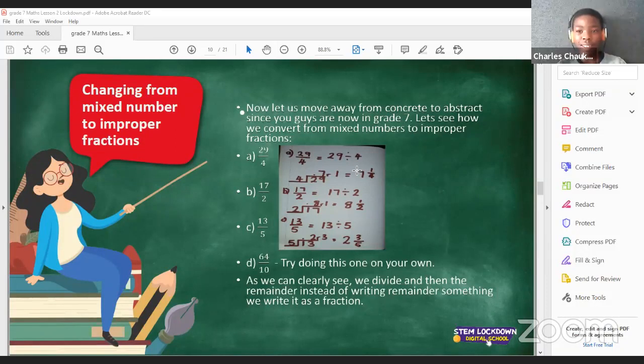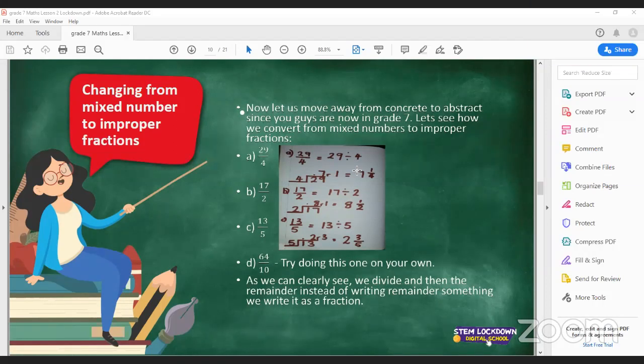7 times 4 is 28. So the remainder is 1 because it's 29 over 4.